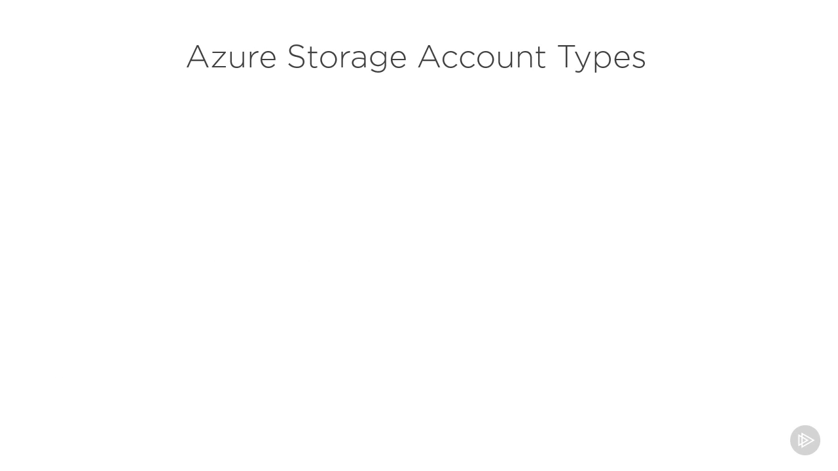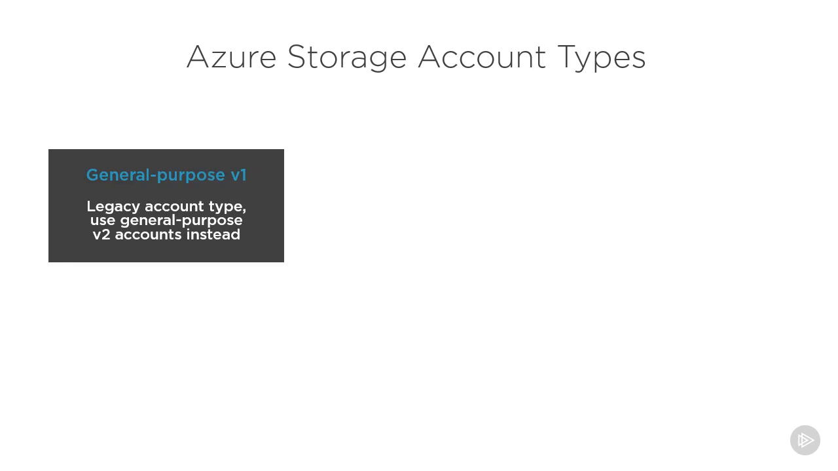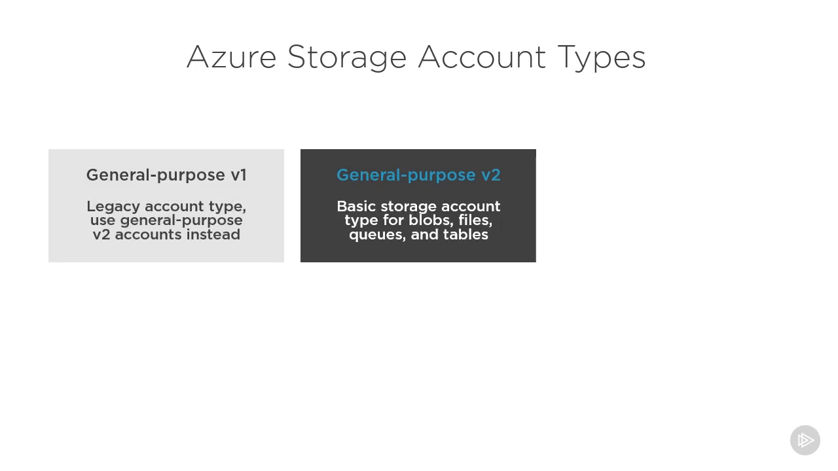There are a few Azure Storage account types. General Purpose V1 is a legacy account type. You should use General Purpose V2 accounts instead. Then we have General Purpose V2. You can use this account type for general purpose use cases. This Azure Storage account type contains blobs, files, queues, and tables.